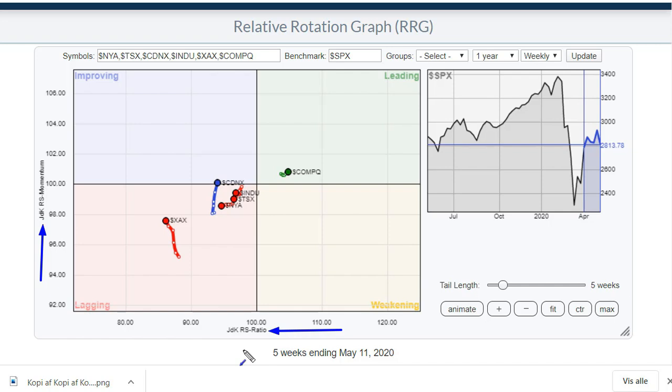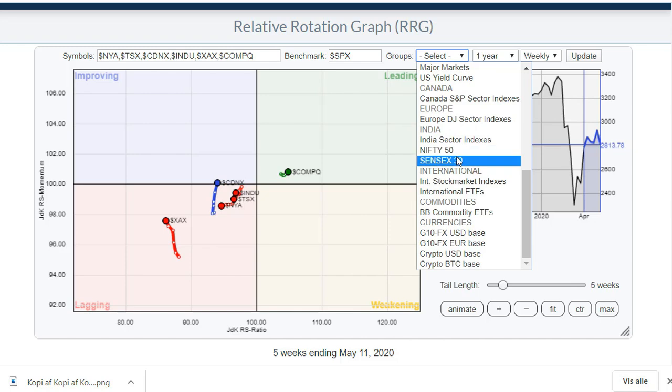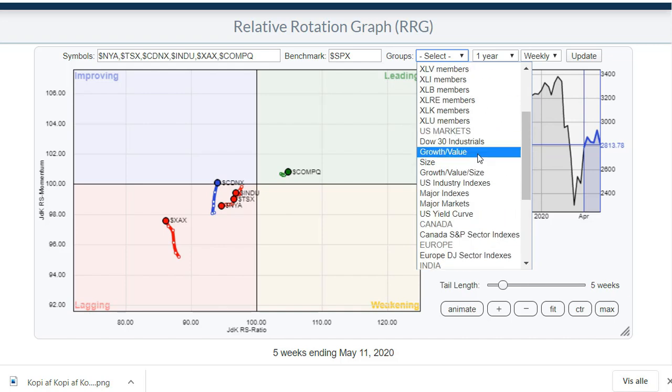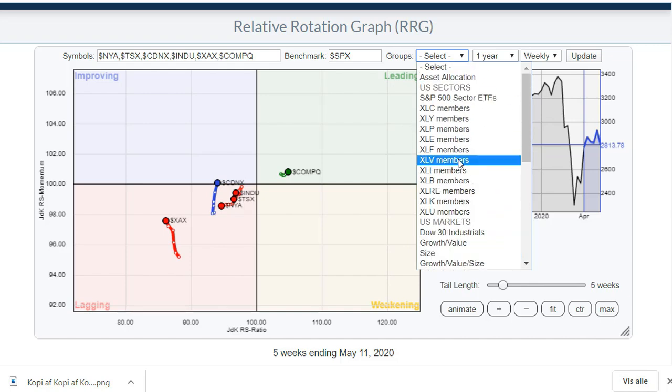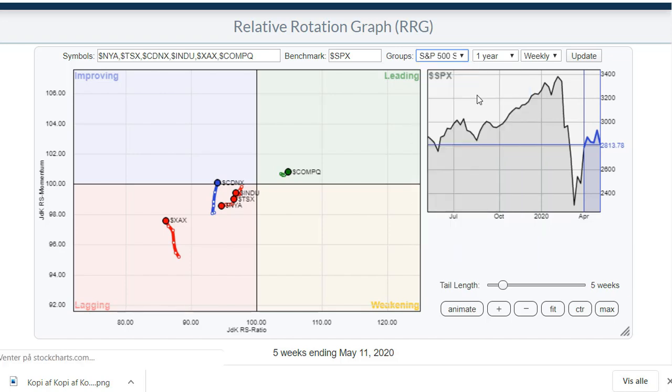So let's just see what is in this little neat tool here. First of all, we can select a group here. You can see right now the benchmark is SPX, that is the S&P 500, and there are a lot of predefined groups here. There are cryptos and commodities and all sorts of different things. But let's just start up here and see the S&P 500 sector ETFs. That is the large ETFs you can see here. But let's just have a look at them.